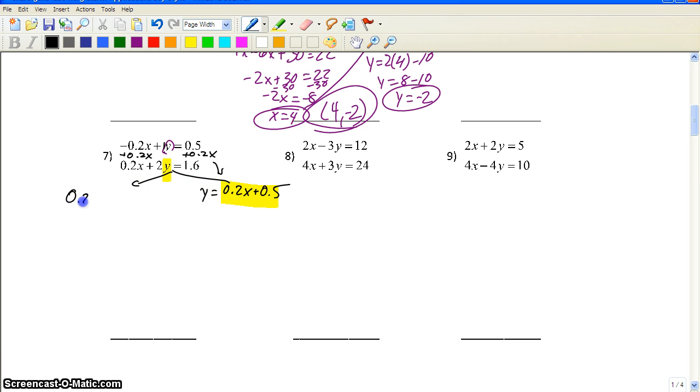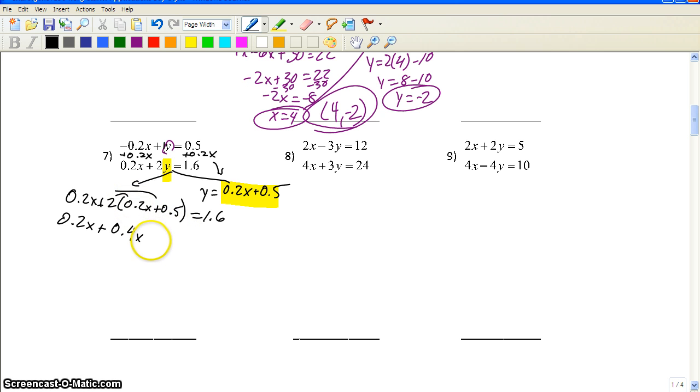So we're going to get 0.2x plus 2 times 0.2x plus 0.5 equals 1.6. And now I've got an equation of just x's, so I can solve it for x.